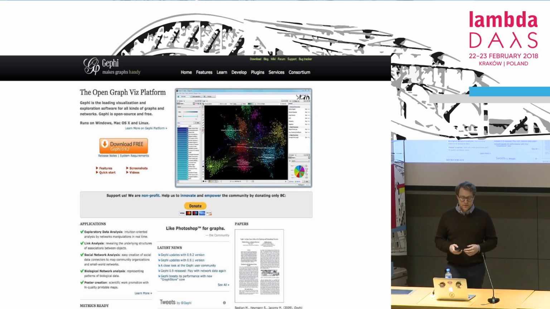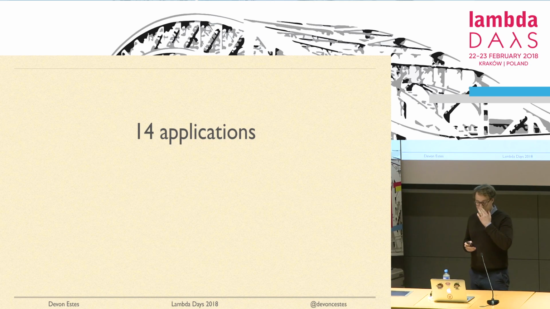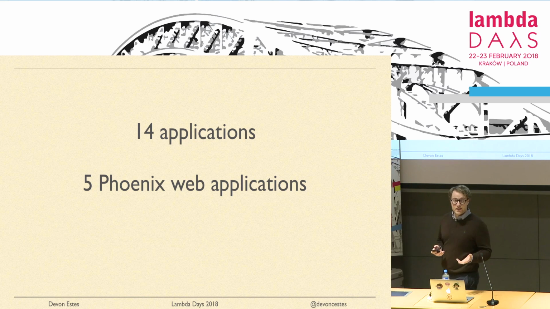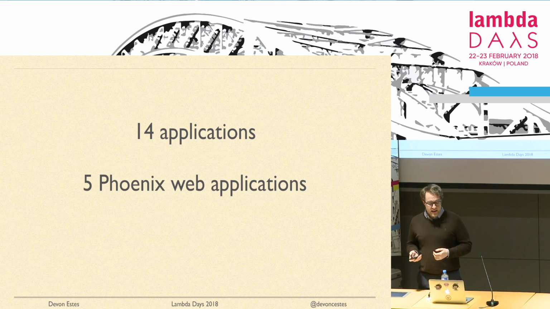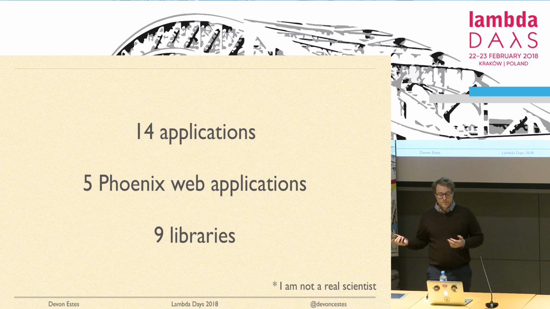So I got to playing, and I put some stuff into Gephi. Now what I did is I started with 14 applications. Of these applications, 5 of them were Phoenix web apps, so pretty large, and 9 of them were smaller open source libraries. Why 14 applications, you ask? Because I am not a real scientist. After 10, I saw a pattern, and then I did another 4 more, and the pattern was still there. And to me, I felt that was kind of good enough.